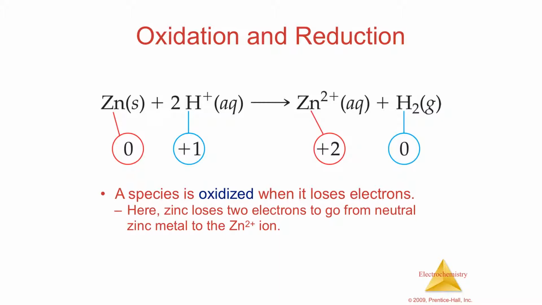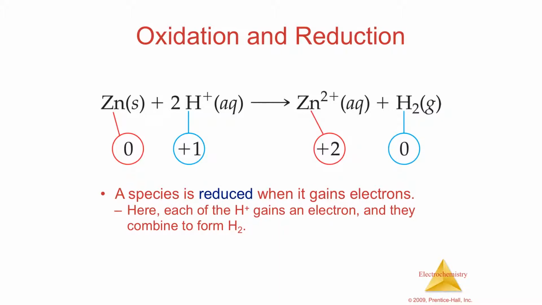A species is oxidized when it loses electrons. If electrons go from one atom or ion to another, then a species is oxidized. In this example, zinc is losing 2 electrons because it starts off as zinc metal with an oxidation number of 0 and turns out to be zinc 2+ with an oxidation number of 2+. It has lost 2 of its electrons, and so it is positive 2 as a result.